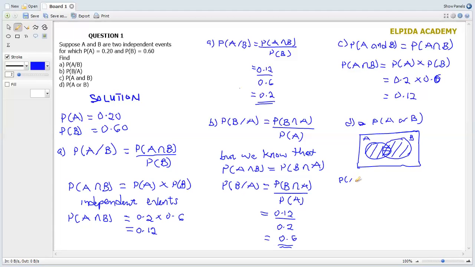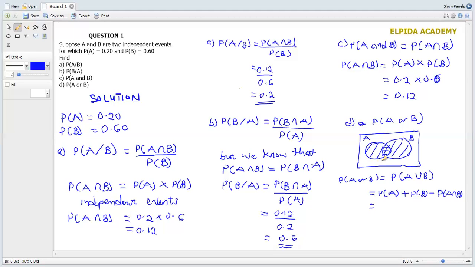Probability of A or B is equal to probability of A union B, which gives us probability of A plus probability of B minus the intersection, probability of A intersection B. This is a formula, right? It can be proven and explained further, but for the purpose of this section, I'll just quote it so that you can use it. So probability of A plus probability of B minus probability of A intersection B.